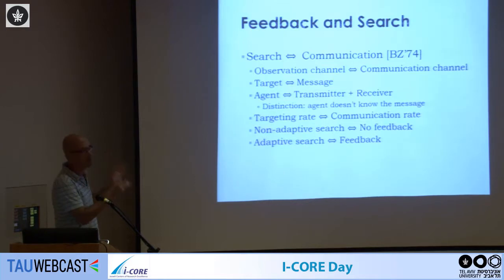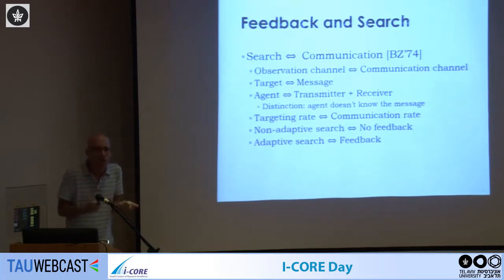You can think of the observation channel the agent is looking through as a communication channel. Think of the target as being the message. The location of the target, at least the bits, W1 to W whatever, as being the bits you want to transmit. The agent is playing the role of both transmitter and receiver. So basically it's asking the question, which is producing xk, the input to the channel, and observing the answer, yk, which is the output of the channel.